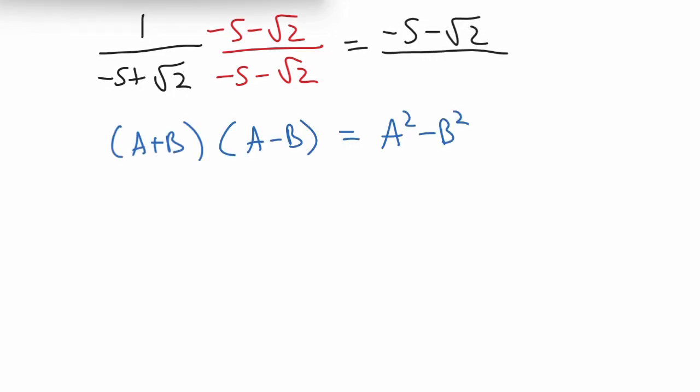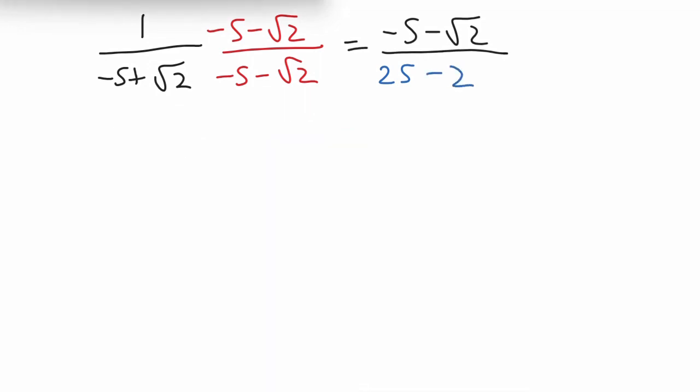Again, since we multiplied by the conjugate, if you multiply the two denominators together, it's going to be in this form, a squared minus b squared. So again, we can just multiply the first two terms together. Negative 5 times negative 5 is a positive 25, and root 2 times negative root 2 is going to be negative 2. Okay, so let's simplify. We get negative 5 minus root 2 all over 23. 25 minus 2 is 23.